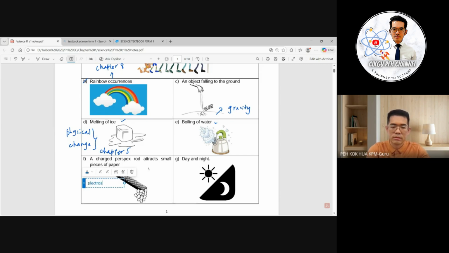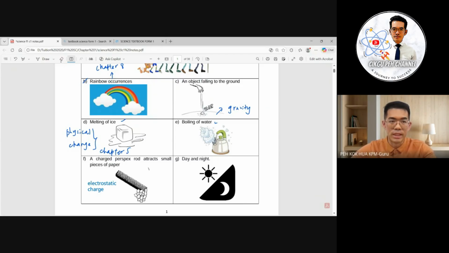Electrostatic charge. But this one, electrostatic charge, you will learn in Form 2, Chapter 6. So here, you just need to know the natural phenomenon only.